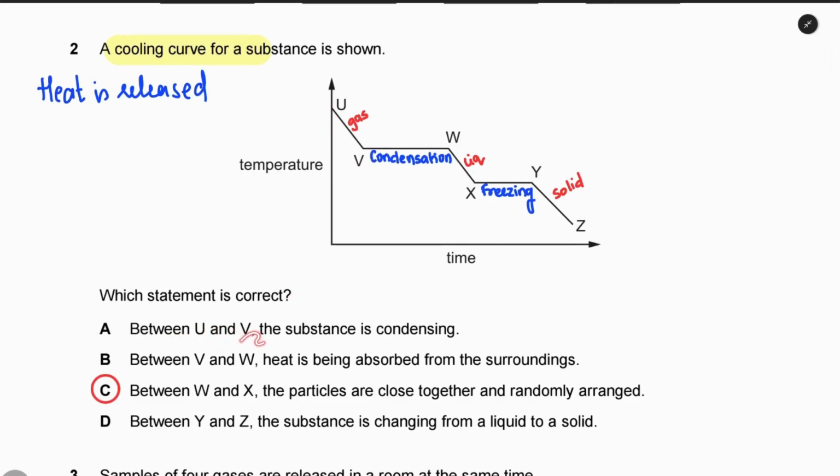Between U and V, the substance is condensing? No, it is not condensing, it is converting into gas. Between V and W, heat is being absorbed? No, the heat is released. Okay, the heat is released to the surroundings. Between W and X, the particles are close and randomly arranged? Yes, this is correct. Between Y and Z, the substance is changing from liquid to solid? So we can directly see it's not changing from liquid to solid, it's actually already a solid.